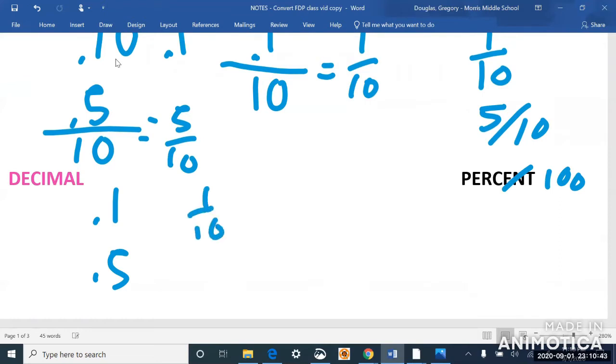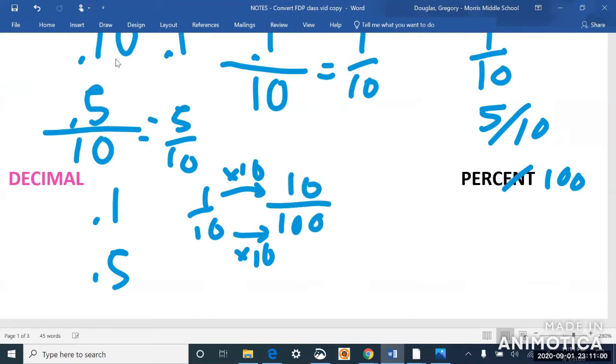I already know it is a fraction that goes to 1/10, okay? But I want it over 100. How can I get the 10 to 100? Times 10. Whatever you do to the bottom, you do to the top. Whatever you do to the top, you have to do to the bottom. So the bottom becomes 100, the top becomes 10. Well, that's 10 per 100. So that's 10%, okay? The other way is you just move the decimal 2 spots.